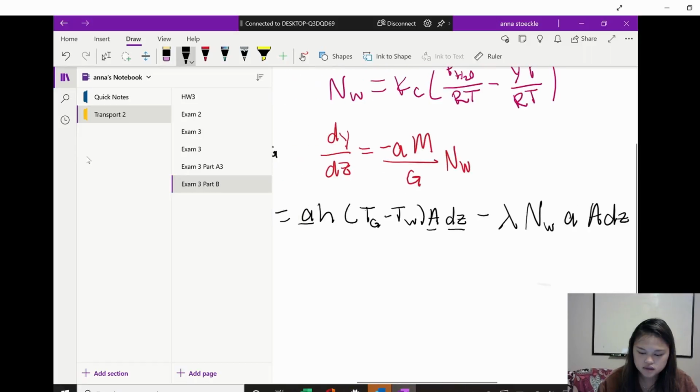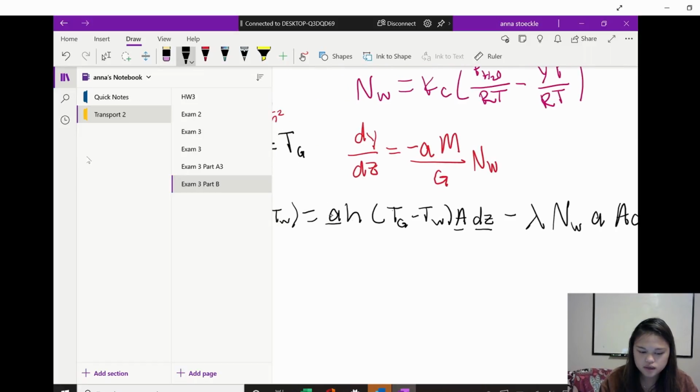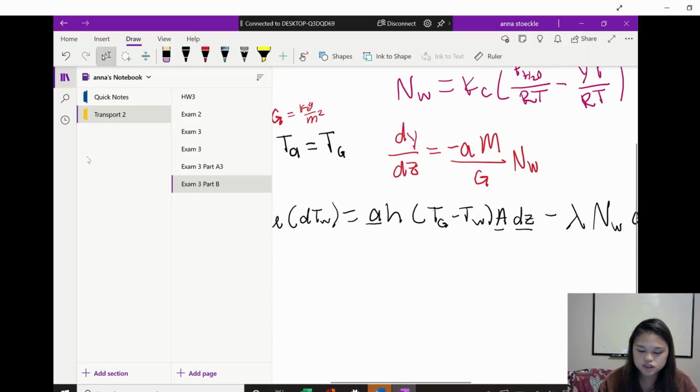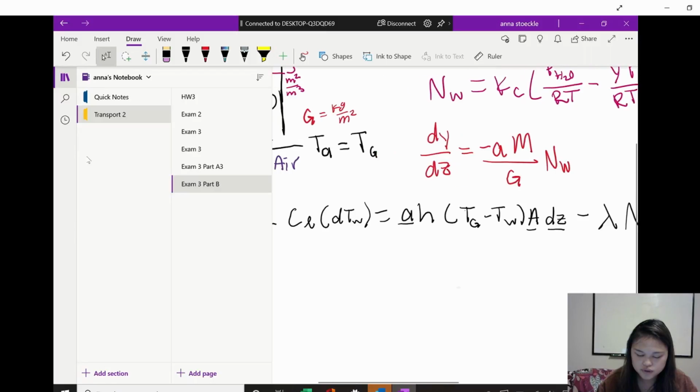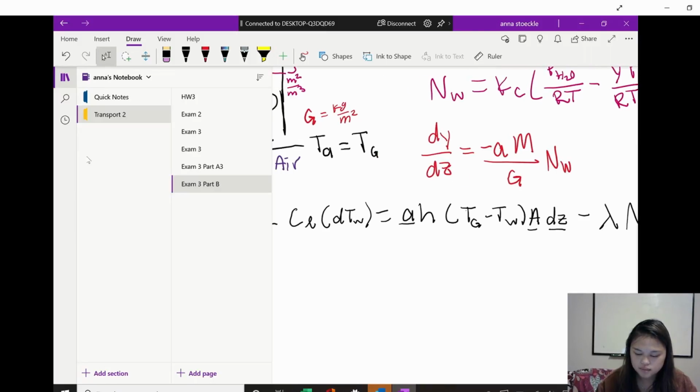And what this part is, this is going to be the heat transfer from the gas phase up to the water. And so we get that subtraction sign because the temperature of the water is going to go down as the water evaporates. So we have that heat transfer and that cooling. So now what I want to do is first divide everything by dz.